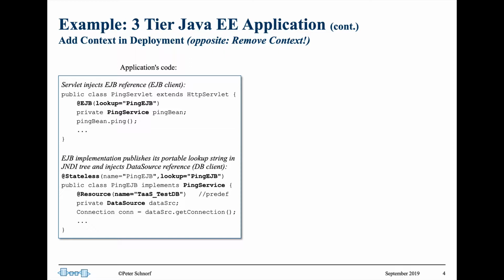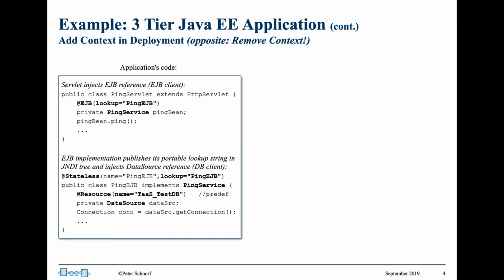which happens here. Let's first look at the actual code of the application, how simple it is to use EJBs within the Java Enterprise Standard. So the servlet, that is the EJB client, adds an annotation with a lookup string to a bean that fulfills the interface that was given by the EJB. In this case, the lookup string is ping EJB, and the service API is the ping service, and it has a method that is called ping.